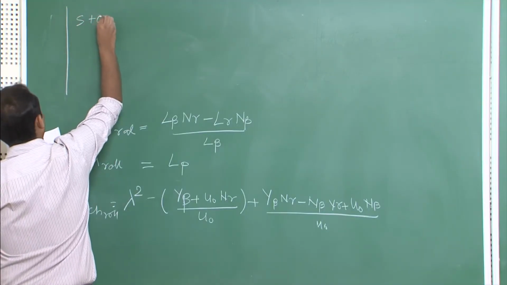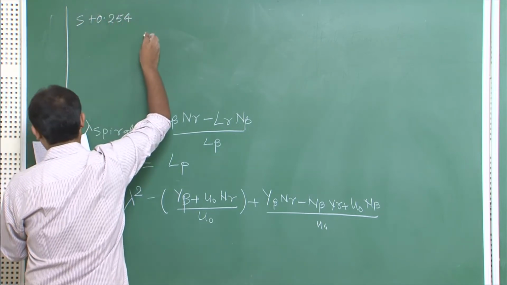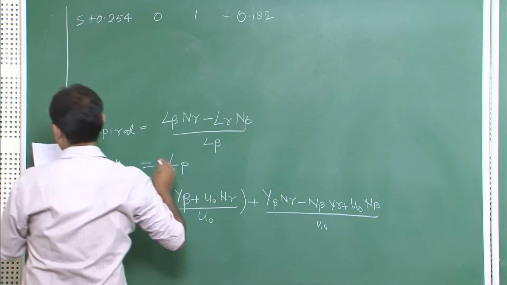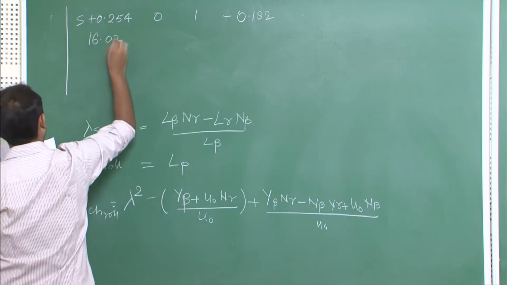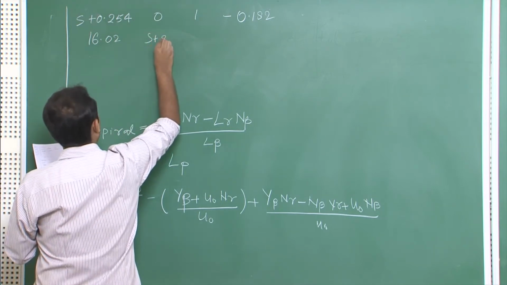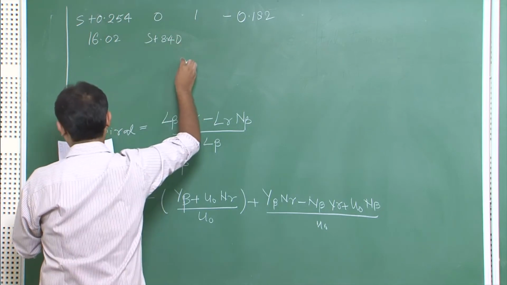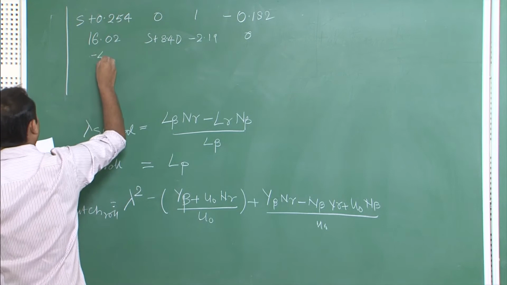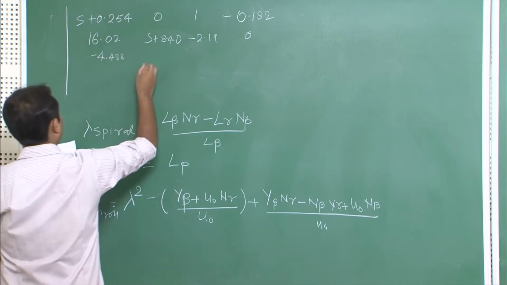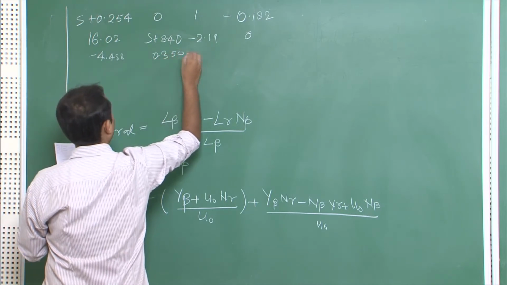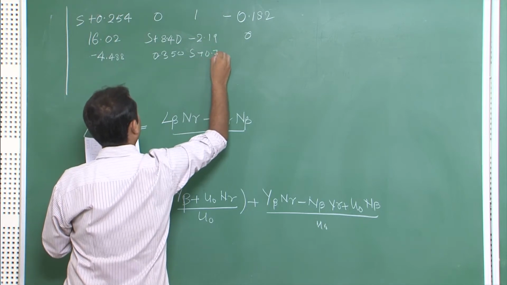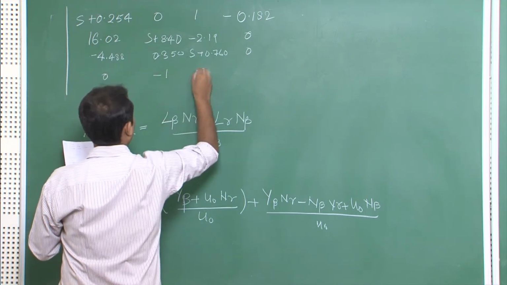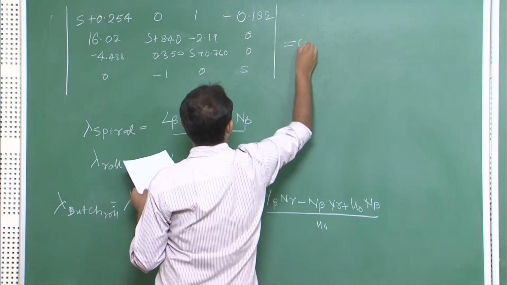The characteristic equation we will get is the determinant of the matrix with entries s plus 0.254, 1, minus 0.182, 16.02, s plus 8.40, minus 2.190, minus 4.488, 0.350, s plus 0.760, 0, minus 1, 0, s, equated to 0.